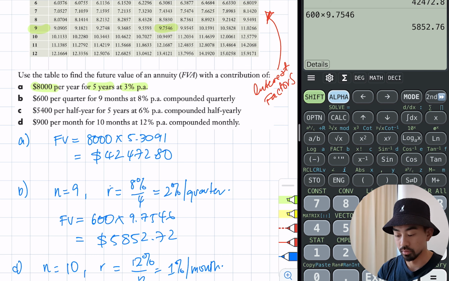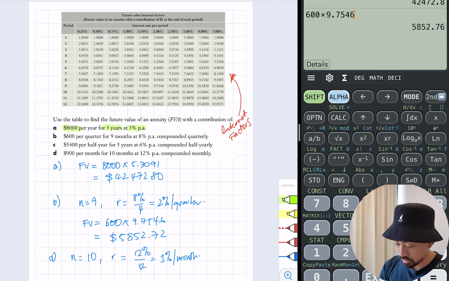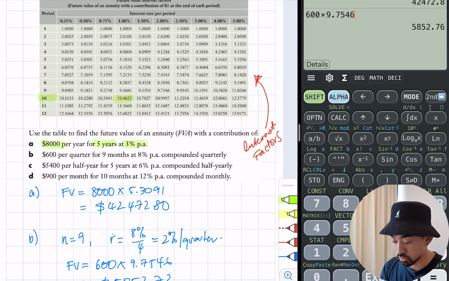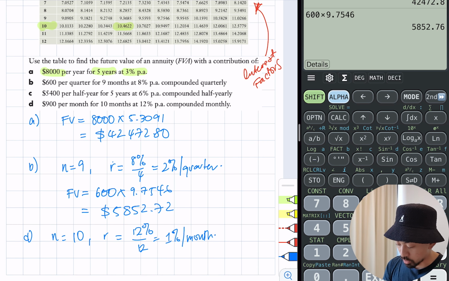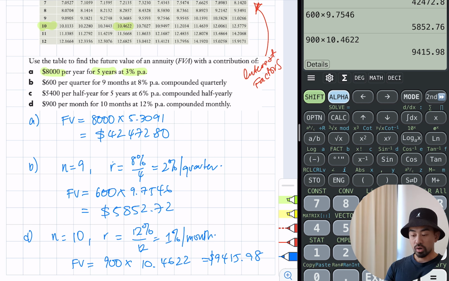And now all I got to do is use the table to find my values or my interest factor. So scrolling back up, I need 10 periods and I need 1%. So that looks like that's going to be that number there, 10.4622. So my future value is 900 times 10.4622. So 900 times my interest factor, 9415.98. Okay, pretty straightforward. Okay, let's look at a more applied example.